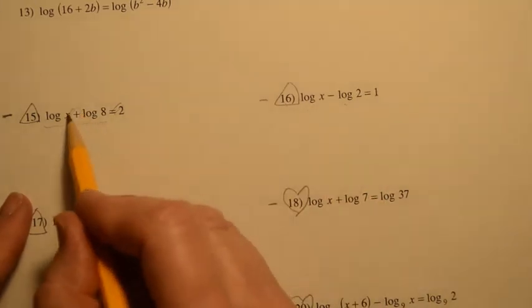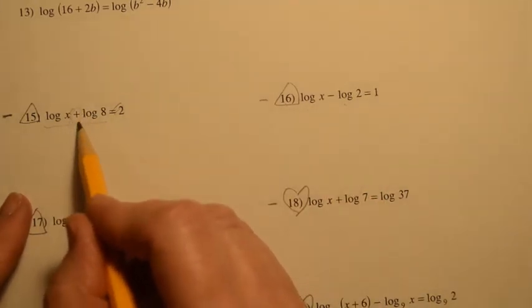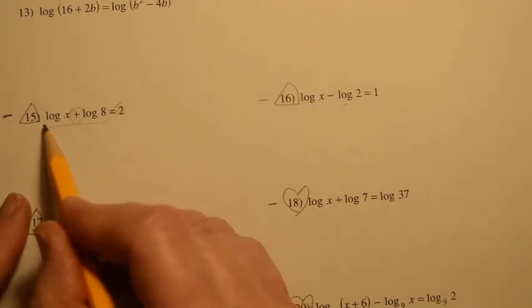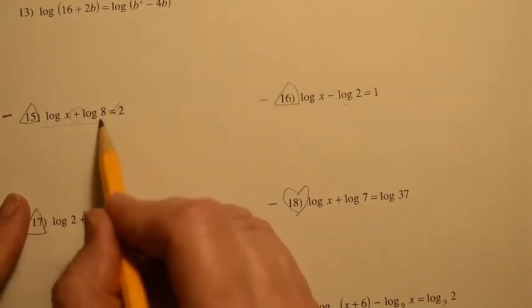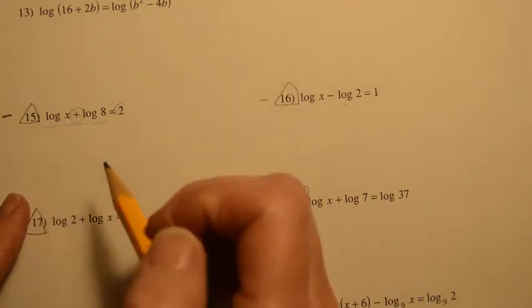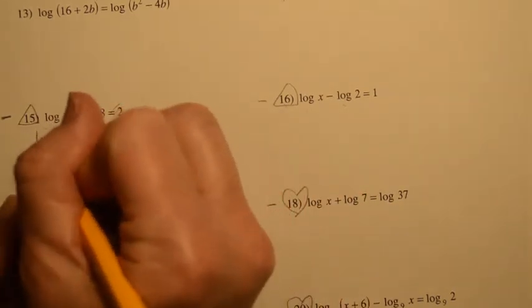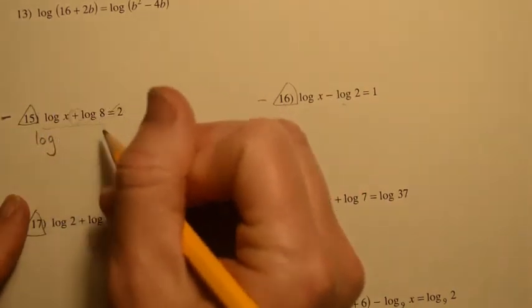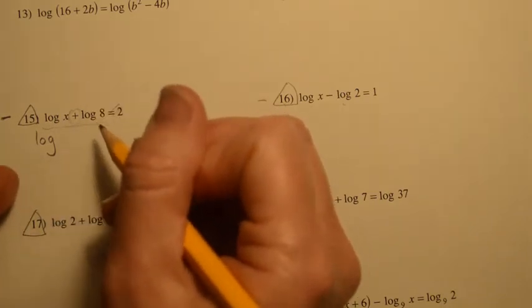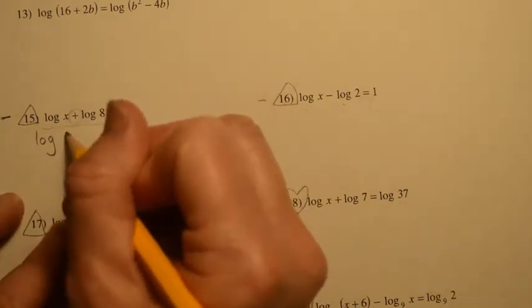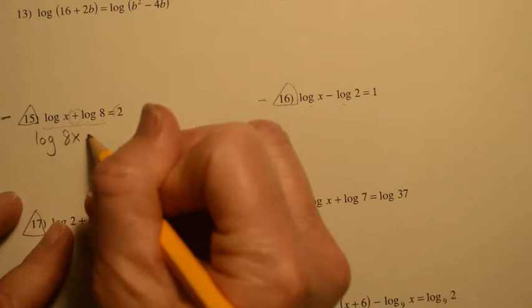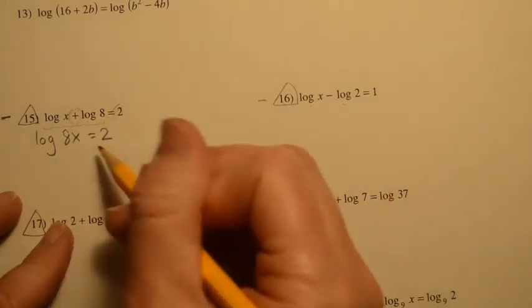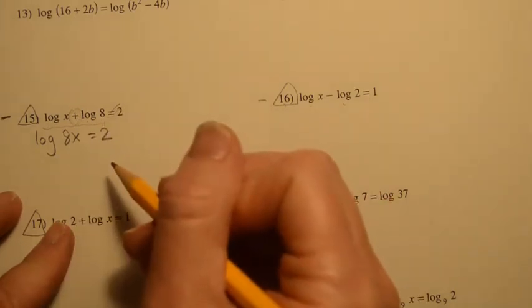All right, hopefully you said, oh, I remember that plus sign means the product rule. And so I can rewrite this sum of logarithms as the log of a product. And that product is going to be x times 8. Again, usually we're saying the first times the second, but it looks a little bit weird to put the 8 second. So I'm just going to write it as log 8x.